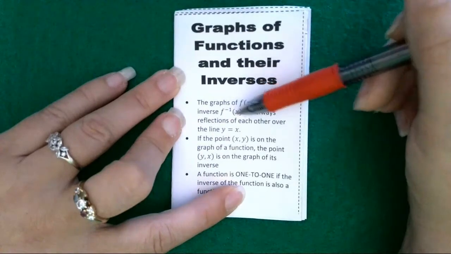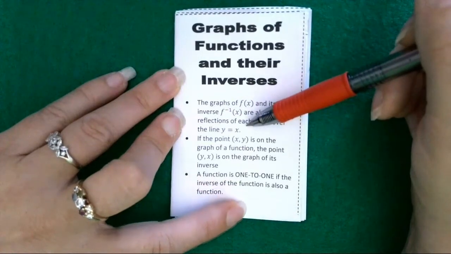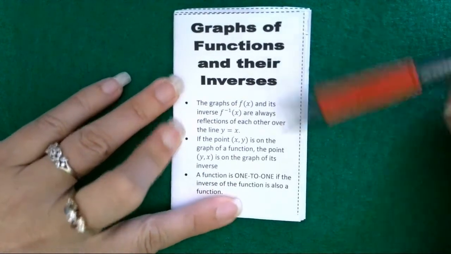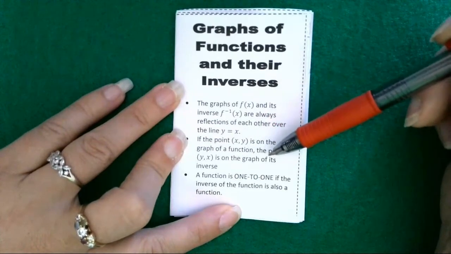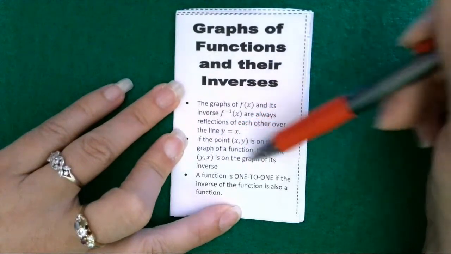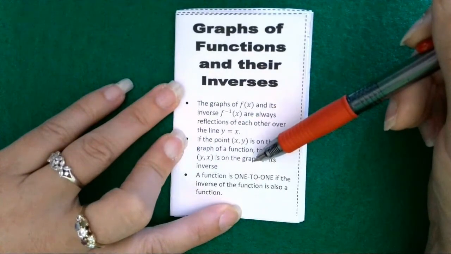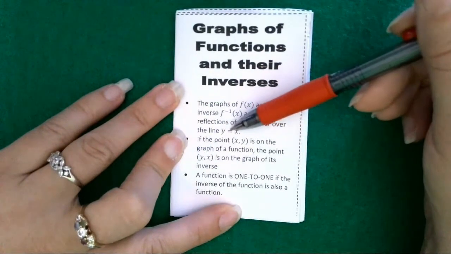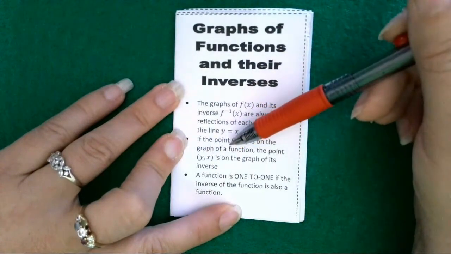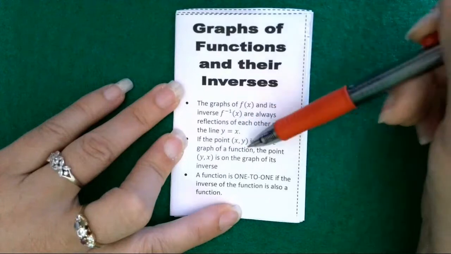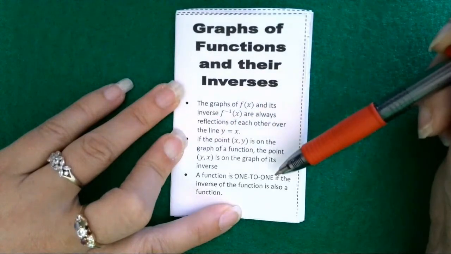These are always reflections of each other over the line y equals x. Okay, if the point x comma y is on the graph of the function, then the point y comma x will be on the graph of its inverse, right? Because it reflects over the line y equals x, that means the ordered pairs will switch positions. So the x will become the y and the y will become the x for the inverse.